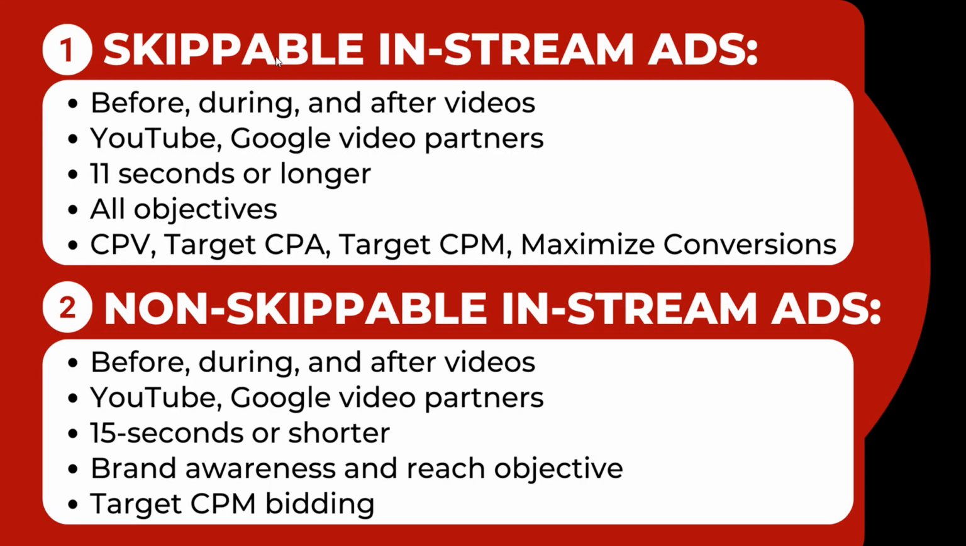So going a little deeper into the different ad formats, skippable in-streams before, during, and after videos, run on the YouTube network and Google Video Partners, 11 seconds or longer for skippable in-stream ads. They will work with all campaign objectives. And then the different bidding strategies you have, you can choose every different bidding strategy with skippable in-stream ads, depending on the ad campaign that you're running. Now, non-skippable in-stream ads, pretty similar before, during, and after, YouTube and Google Video Partners. The main difference is they are 15 seconds or shorter. They only work with the brand awareness and reach objective, and they use target CPM bidding. So you're bidding for every 1,000 impressions of your video advertisement.